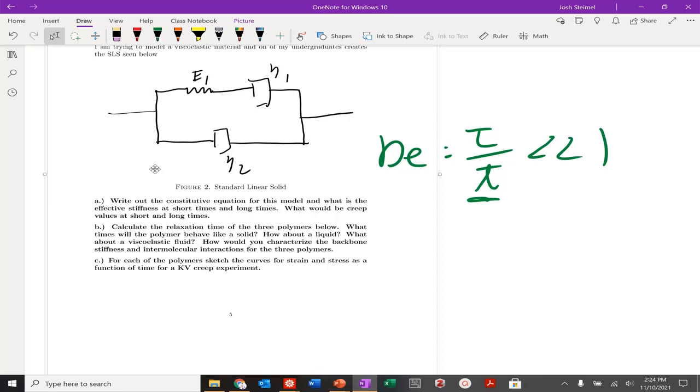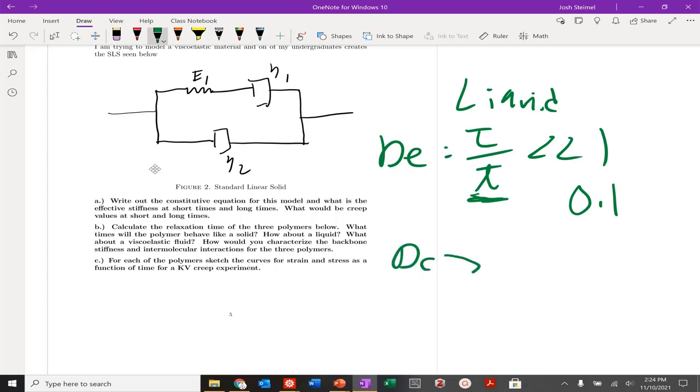So we have a way that we can kind of characterize this. If the Deborah number is much, much less than 1, I'm going to behave like a liquid. Alternatively, you could think of it in terms of experimental times as well. If I'm pulling something very, very long, my Deborah number is going to be very small. And if it's much less than 1, we're saying it's basically less than 0.1.